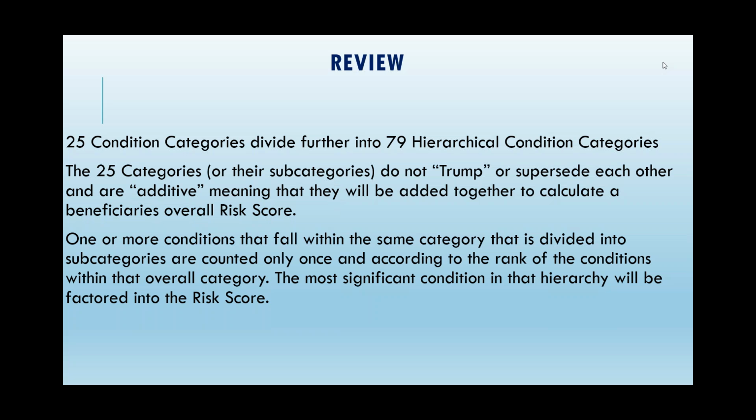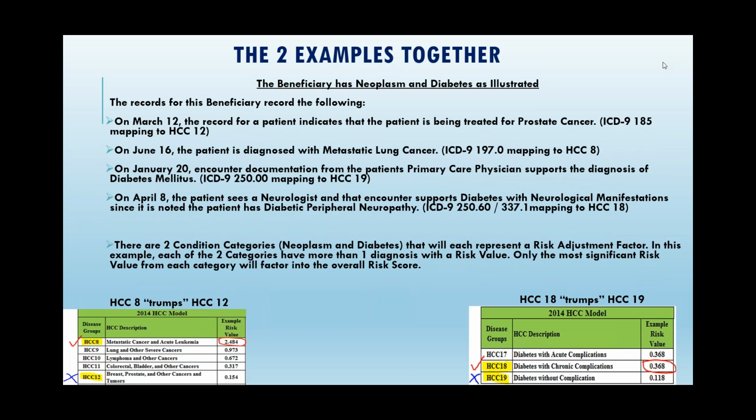One or more conditions that fall within the same category that is divided into subcategories are counted only once and according to the rank of the conditions within that overall category. The most significant condition in that hierarchy will be factored into the risk score. So let's take a look at these two examples together.